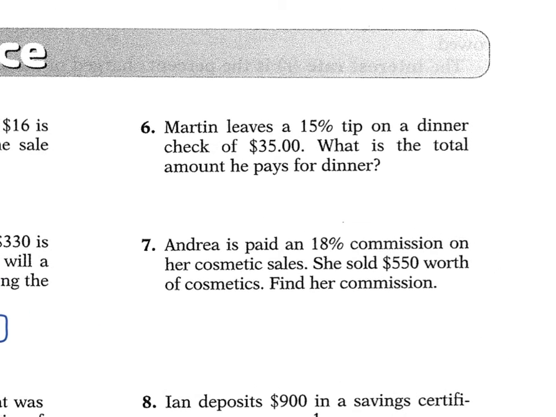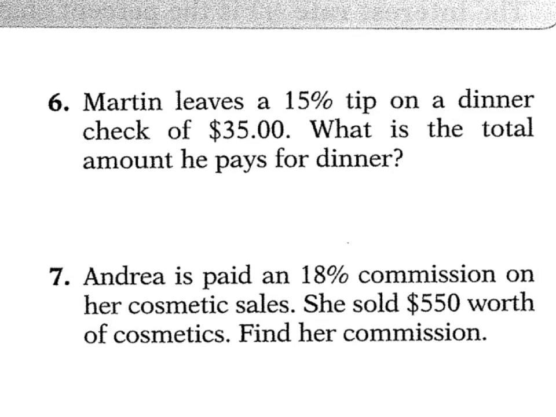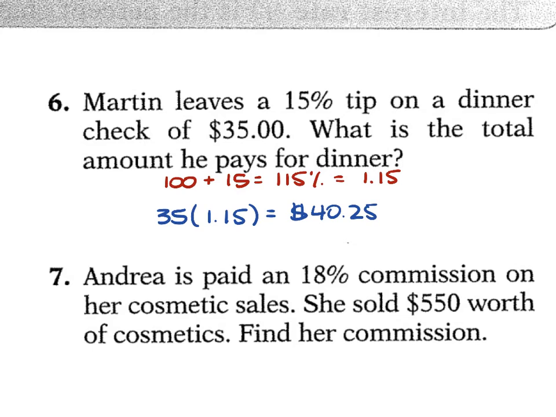For 6, it says Martin leaves a 15% tip on a dinner check of $35. What is the total amount he pays for the dinner? So he's going to pay the $35, which is 100%, plus the 15%, which gives us 115%, which is 1.15 as a decimal. So 35 times 1.15 gives us a total of $40.25.